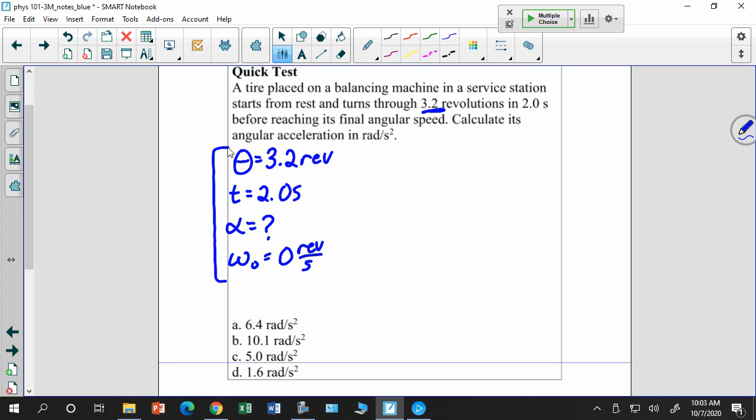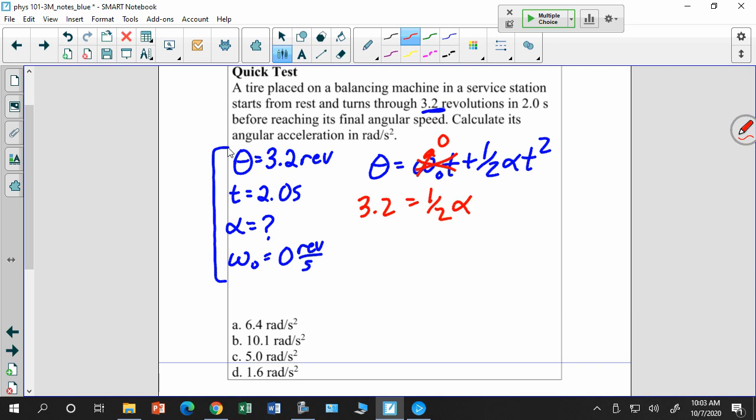That's what I'm asking. I know that theta is equal to omega naught t plus 1/2 alpha t squared. And I think I have everything here, right? Omega naught is 0. So this whole term goes to 0. So 3.2 equals half alpha times 2 squared. So alpha then is equal to 3.2 divided by 2, or 1.6.